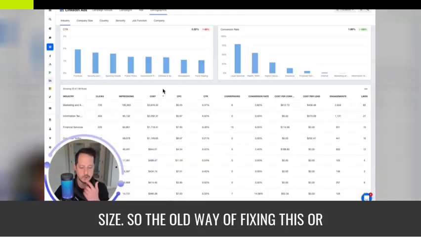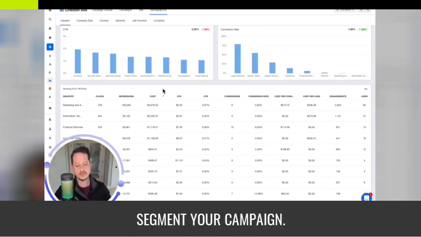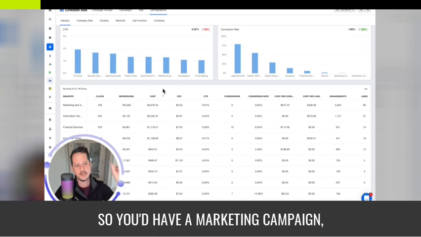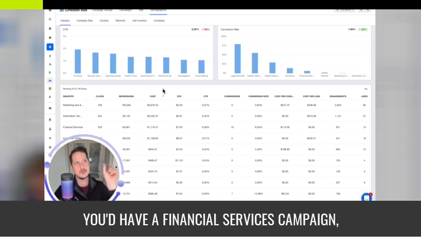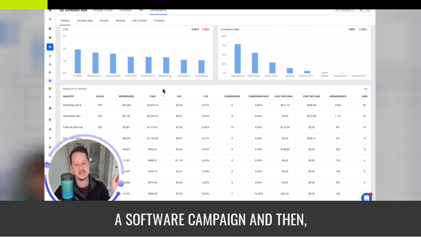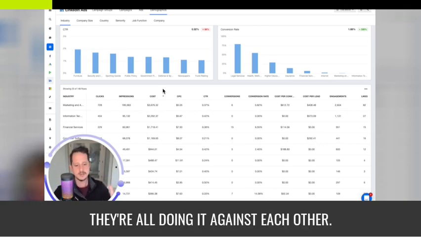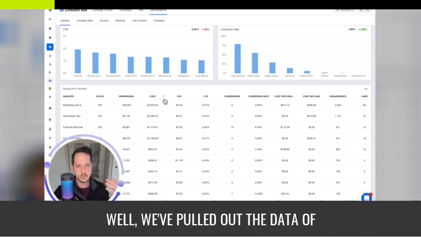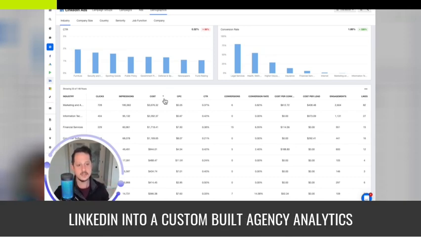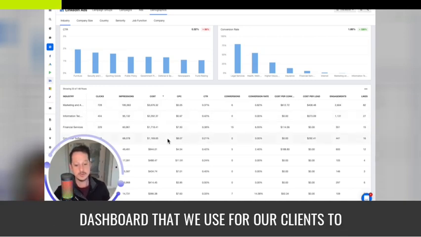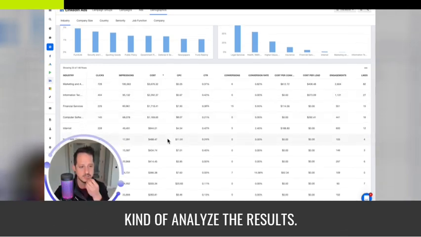size. So the old way of fixing this, or even seeing the data, would be to micro segment your campaigns. So you'd have a marketing campaign, you'd have a financial services campaign, a legal services campaign, a software campaign, and then you'd split the spend and you'd see how they're all doing against each other. Well, we've pulled out the data of LinkedIn into a custom built agency analytics dashboard that we use for our clients to analyze the results.